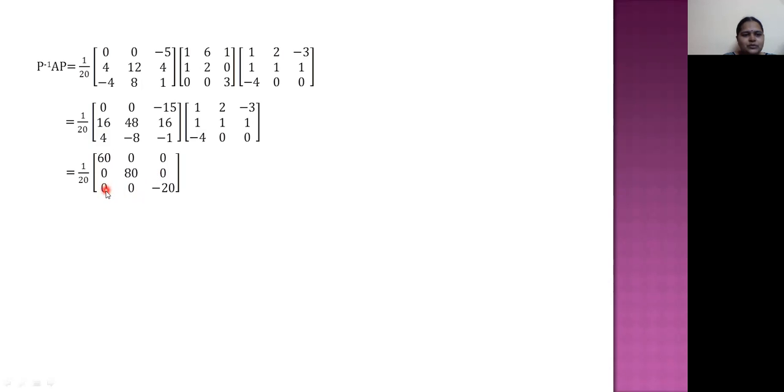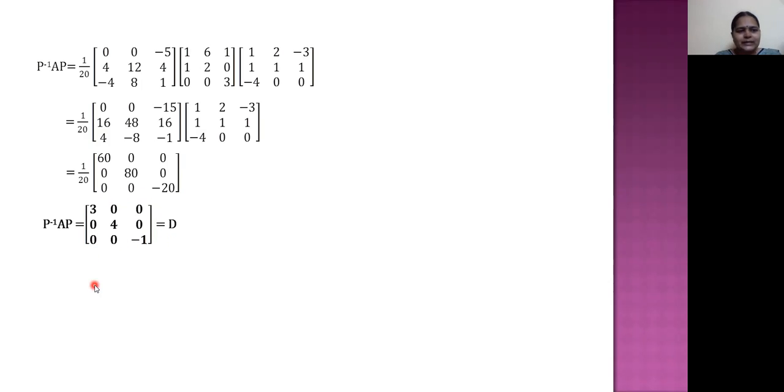Now coming to the last row, 4 1 ja 4 minus 8 plus 4 is 0. 4 2 ja 8 minus 8 is 0, minus 1 into 0 is 0. Next 4 3 ja 12, minus 12 minus 8 is minus 20. So that is what we got. Now divide these three elements by 20. Then we get 3 0 0, 0 4 0, 0 0 minus 1. This is the diagonal matrix D.